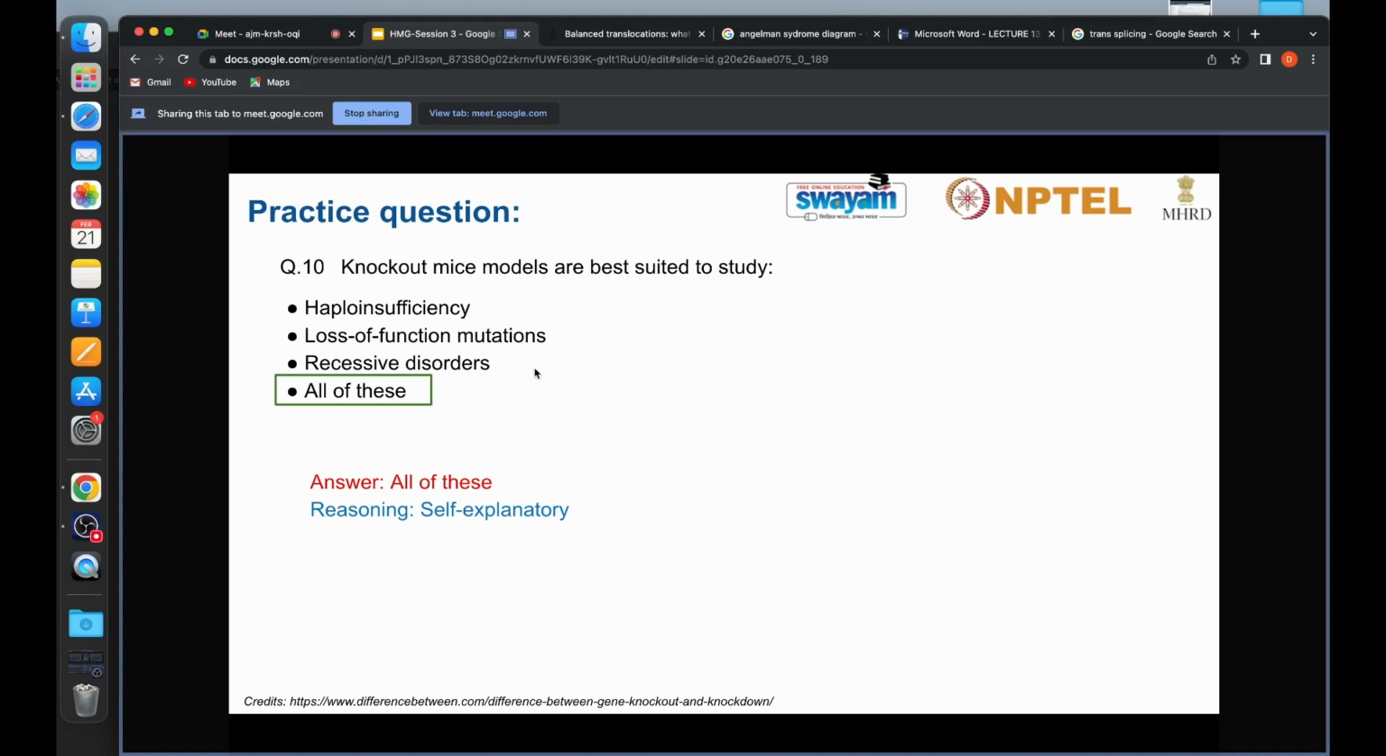Then comes loss of function mutations. We can also look for loss of function by studying the knockout mice, and we can also study the recessive disorders by looking at the knockout mice models. So in this way, we can use these models for all of these purposes.